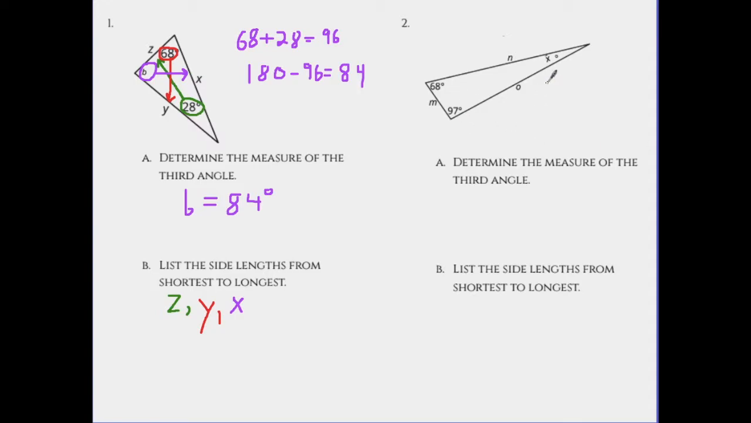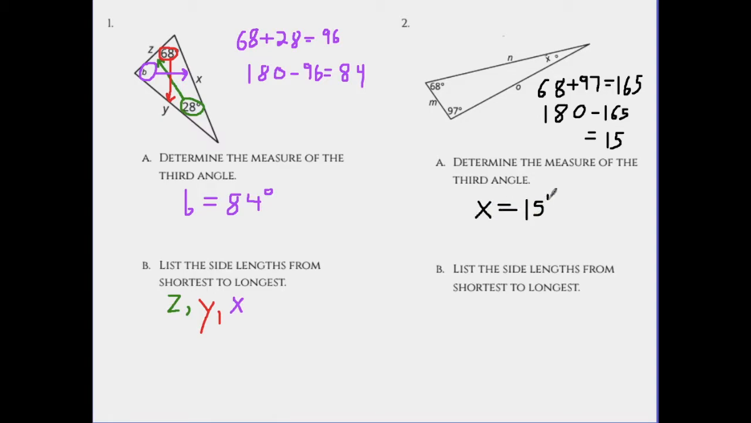So good practice here. We're going to go ahead and add 68 and 97, the two angles that we know. And it's going to be 165. And then we're going to take that away from 180. And that means that our third angle will be 15 degrees. Alright, so then we're going to say X is 15 degrees.